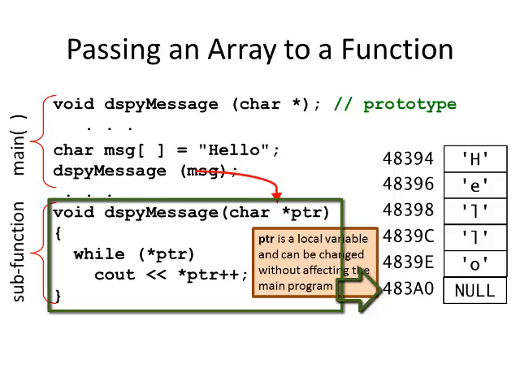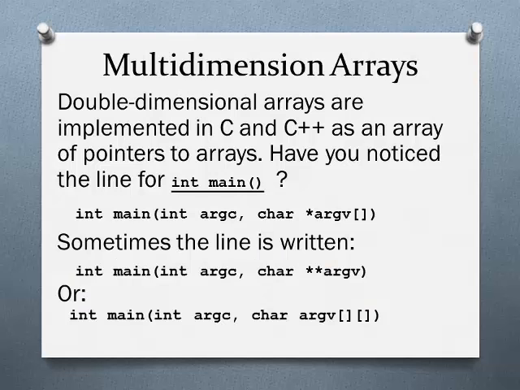So eventually I'm going to get to the null byte. Once I increment the pointer to 483A0, I'm going to pick up and look at star PTR, and I'll see the null byte. I'll stop because that's a false. I'll fall out of the while loop, and then I'll exit the function and go back to main and continue wherever I left off after display message.